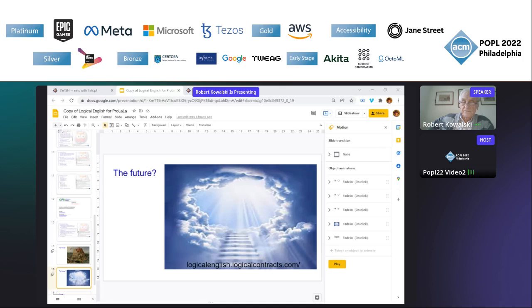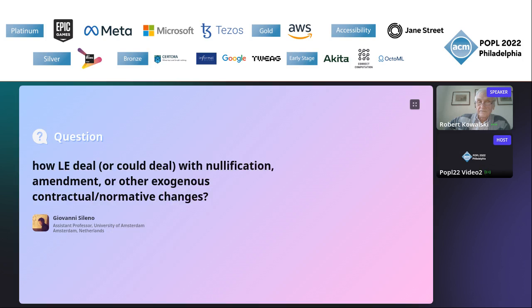Okay, one last question. Thanks. One last question that's been quite upvoted before we move on to the next talk. How does logical English deal or could deal with nullification, amendment or other exogenous contractual normative changes?